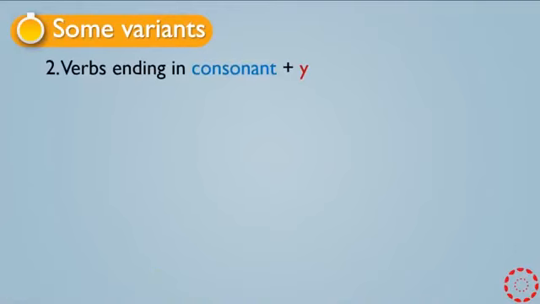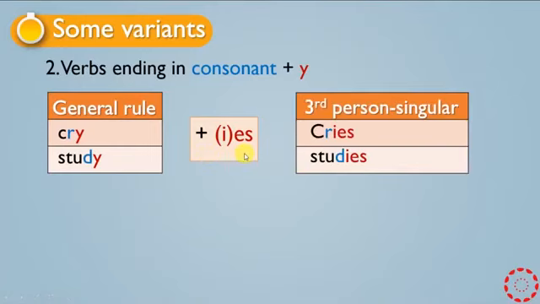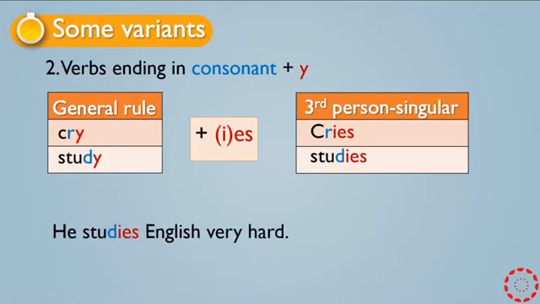And also we have another spelling rule that we have to pay attention to. For verbs ending in consonant plus y, like try and study, when we want to add s or es to these verbs, we change y to i, and then we add es, and they become tries and studies. Look at this example. He studies English very hard.